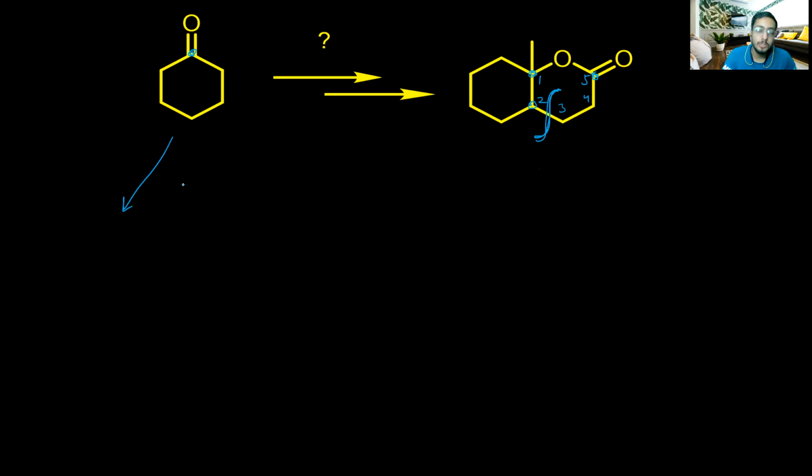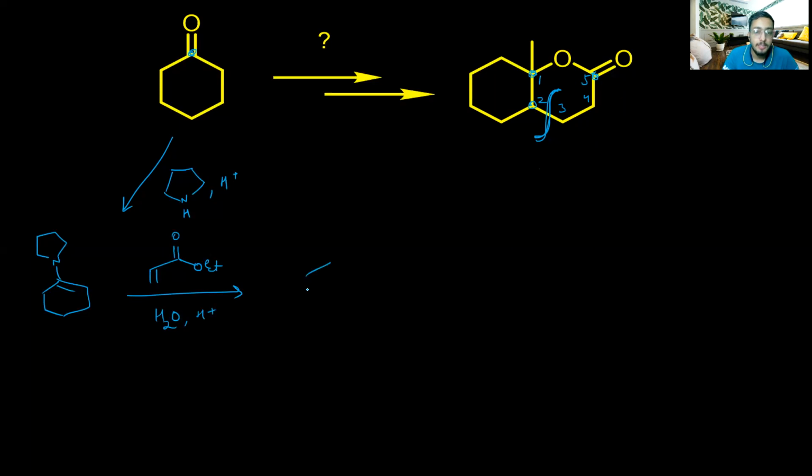Also, we have to use the enamine equivalent of the cyclohexanone, because otherwise, if we directly use the enolate ion here, it will also show self-aldol reaction. Therefore, if we use a secondary amine in the presence of this acid, we get an enamine like this enamine. And if it reacts with our Michael acceptor, which is this, and after that we do an acidic workup, then we will get our product.